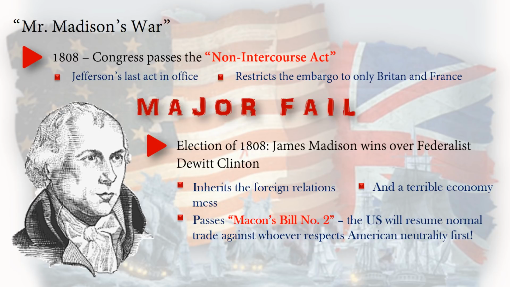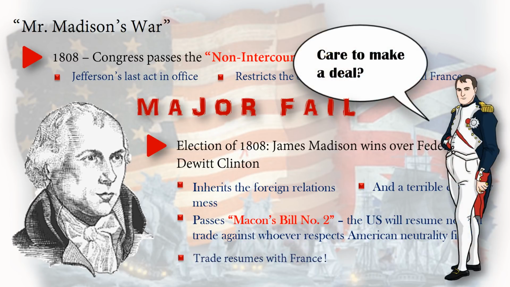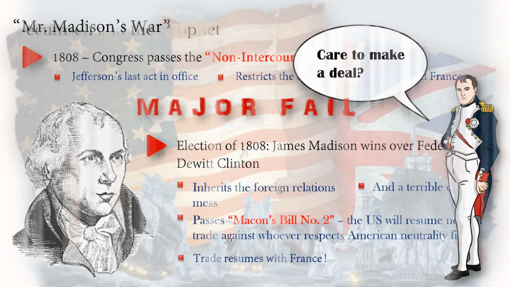So, hey, you want free and unencumbered trade with the United States, then just respect our neutrality. Now, this is really pretty shrewd because it puts it on the belligerent powers to make the first move. You respect our neutrality, and it will benefit you economically, because then we will not be trading with the other partner. It's France that makes the deal first. France comes out and says, I will respect your neutrality. Now let's talk. So normal trade relationships resume with France.